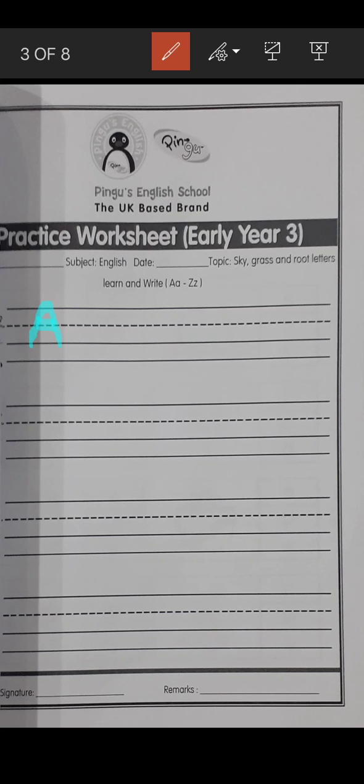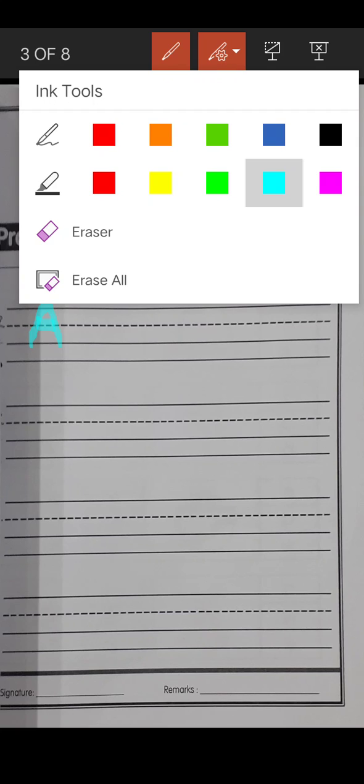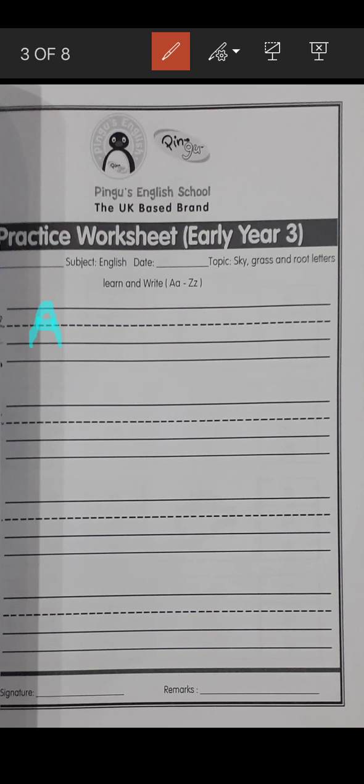Now let's write the lowercase of letter A, which comes in the middle line. So it's a grass letter. You have to write it like this. Alright. So now let's move towards the next letter.